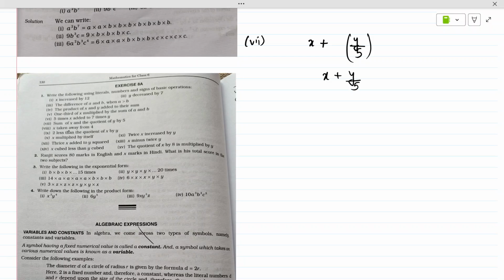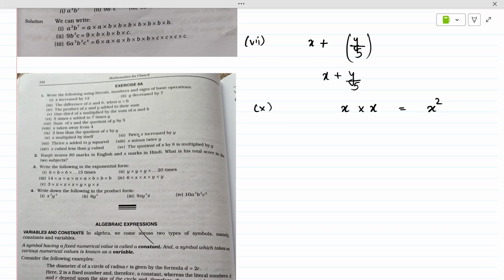Next we have x taken away from 4. This is easy. We know 4 minus x. Then 2 less than the quotient of x by y. This is also easy. Next I am doing the 10th part. X multiplied by itself. X multiplied with itself. This is x into x. We can write this as x square, right? Or we can also call it as x to the power 2.